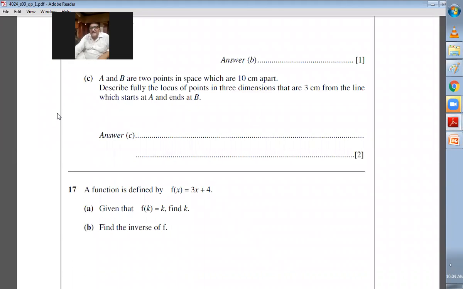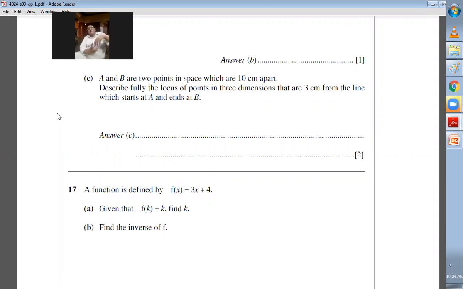It says A and B are 2 points in space which are 10 centimeter apart. So the line AB is basically 10 centimeter. Describe fully the locus of points in 3 dimensions that are 3 centimeter from the line.